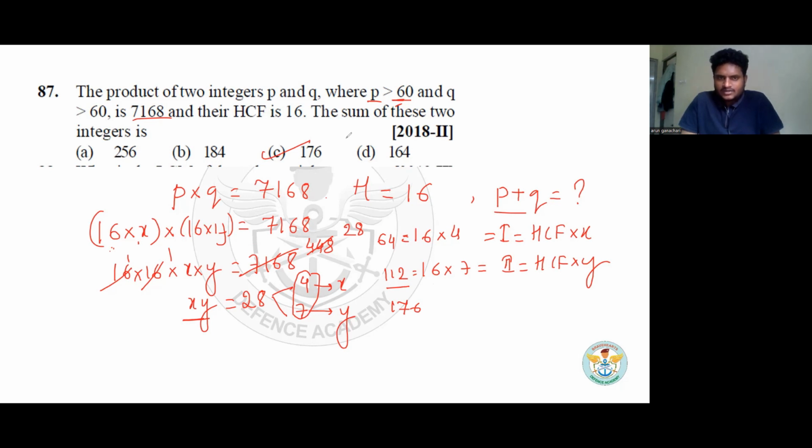First, we multiplied the numbers because they had given the product as 7168, and then we took the first number as HCF into X and the second number as HCF into Y. Using everything, we found out X into Y. As we found X into Y, we had to find co-prime pairs. We assumed the numbers 4 and 7, and then we took the first number as 4 and the second number as 7. Getting this?